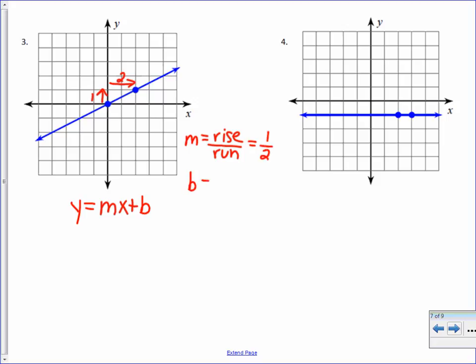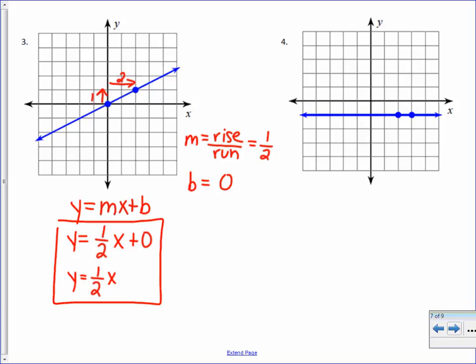When I look for the y-intercept, in this case the y-intercept is at the origin, it's at 0, 0. The y value is 0. Now I can substitute those values into y is equal to mx plus b. I get y to equal 1/2 x, you have to show me the x, plus 0. Now again, you can leave that equation in that form, or it is the same thing as y is equal to 1/2 x. We don't show the plus 0. And that would be how I could write the equation of that one.